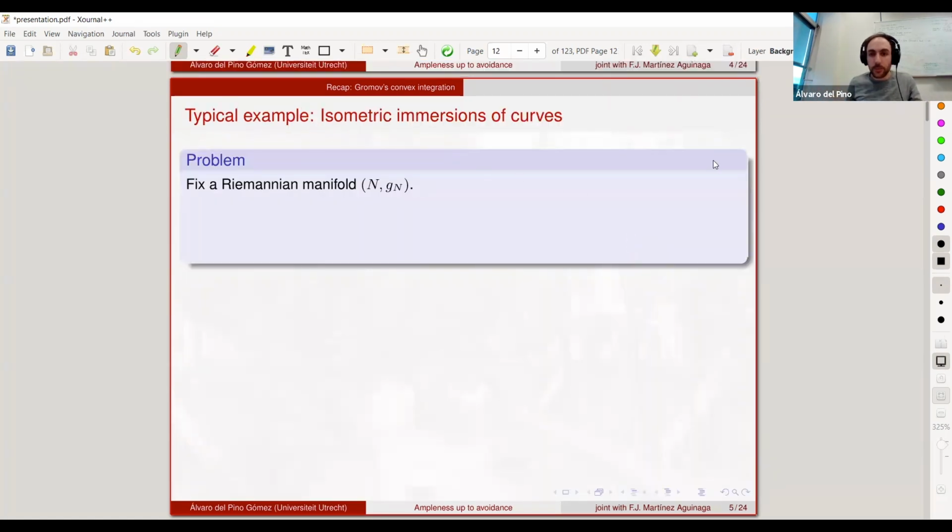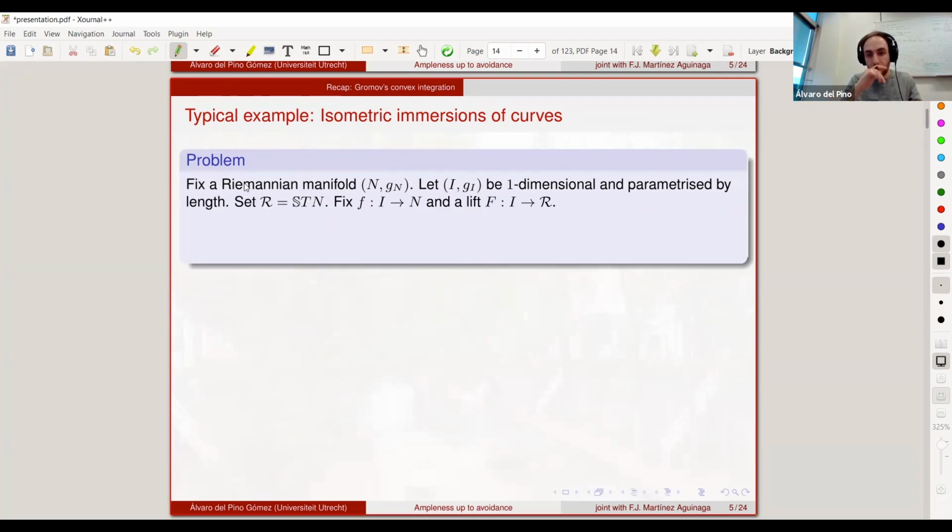Okay, mandatory example. A sample problem is the following. You want to construct immersed curves in a Riemannian manifold N that are isometrically immersed. I call I the source of these curves, and this is also a Riemannian manifold of dimension 1 that is parameterized by length, just for simplicity. And then you have TN. These are all the possible velocities a curve could have. And the subset I really love is the sphere bundle, the unit vectors.